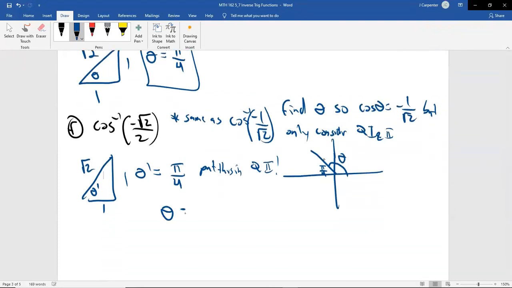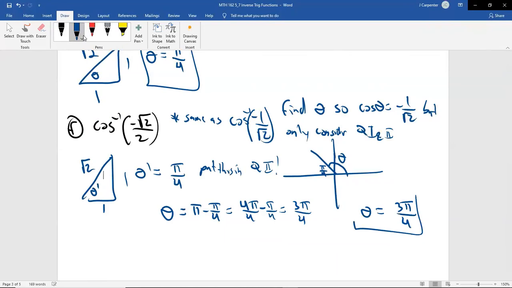So theta would be equal to pi minus pi over 4, which is 4 pi over 4 minus pi over 4, which is 3 pi over 4. Just making that minus a little clearer. There we go. So that's our answer. Theta equals 3 pi over 4.